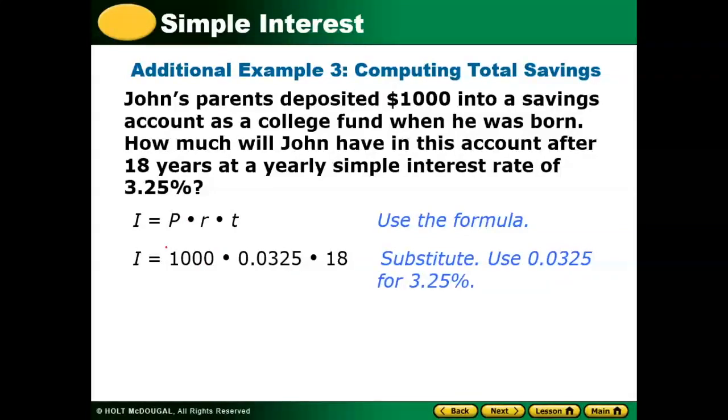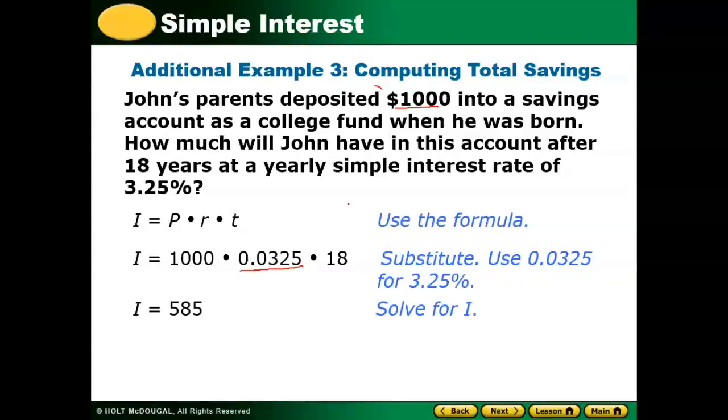So our principal was $1,000. It's given in the question. Our rate was 3.25. When you divide this by 100, you get 0.0325. And our T is 18 years. So we're going to substitute all those numbers in, plug it into our calculator, and the interest earned on that amount of money at that interest rate over 18 years is $585.